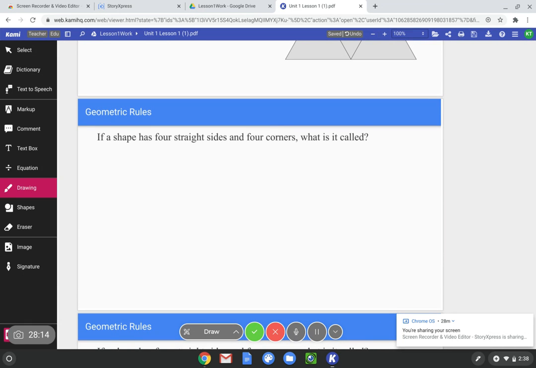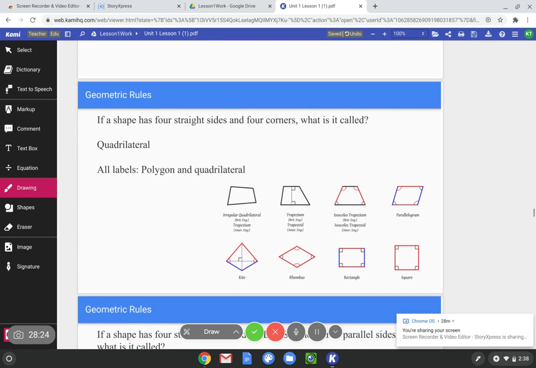If a shape has four straight sides and four corners, what is it called? Oh, goodness. Four sides. Okay, a shape with four sides. Quadrilateral! I knew y'all knew this. Okay. A quadrilateral. Remember, there are several types of quadrilaterals. There's parallelograms, trapezoids, square, rectangle, rhombus, kites.